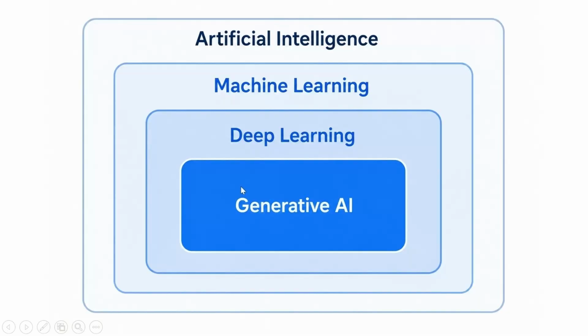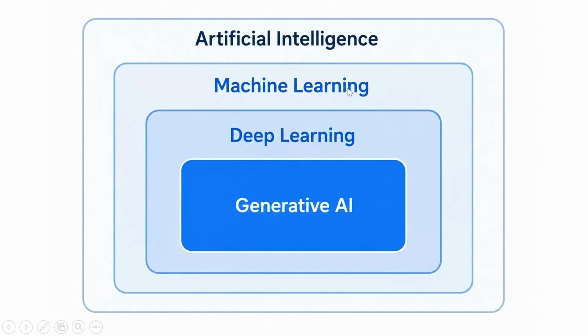Artificial intelligence is systems that can perform tasks requiring human intelligence. This is the broad field, the master of them all. Within artificial intelligence, we have a subset which is machine learning. Machine learning enables systems to learn from data instead of following only predefined rules.